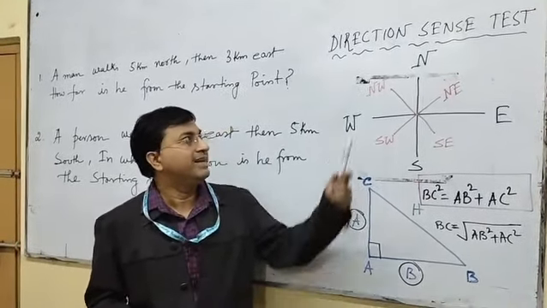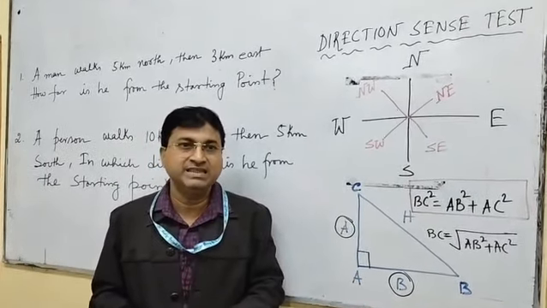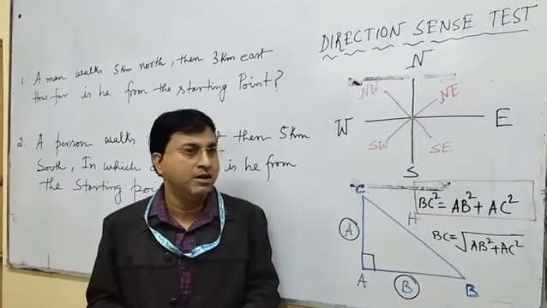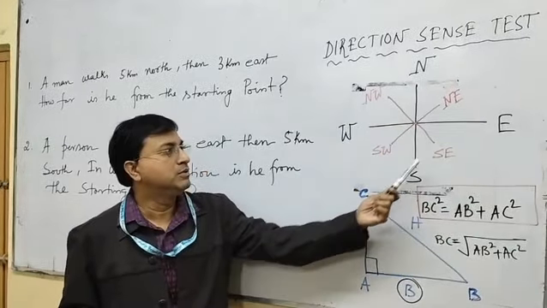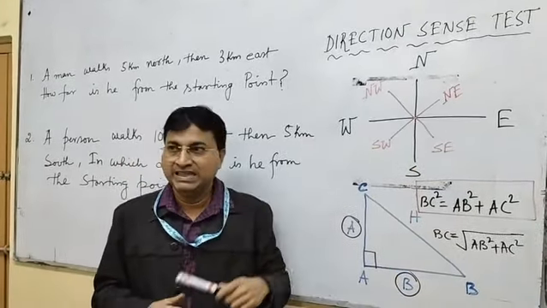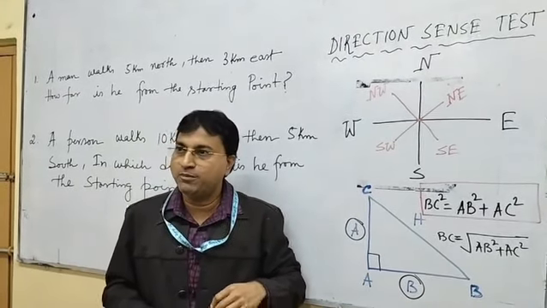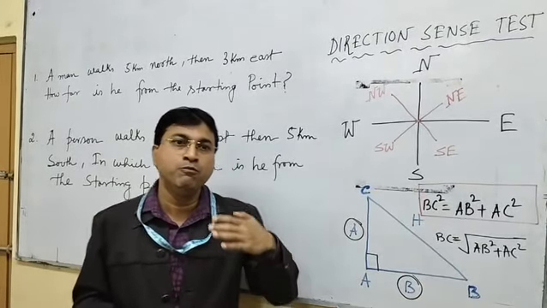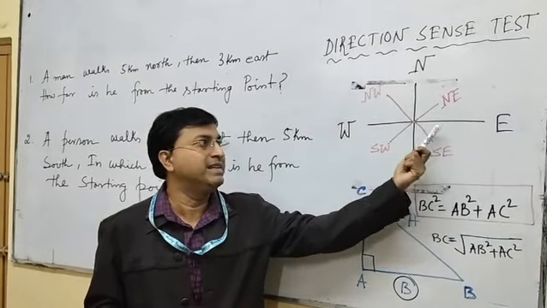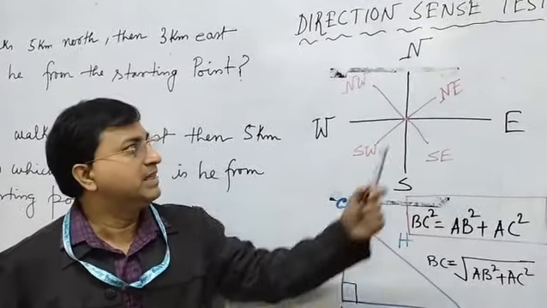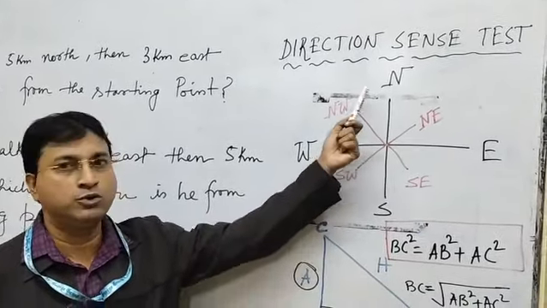Our today's topic is direction sense test, right? In direction sense test, it is the important logical reasoning part where we have four directions: north, south, east and west. These four directions are termed as cardinal directions. Apart from that, we have four more directions which are called sub-cardinal directions. So these are northeast, southeast, southwest and northwest.